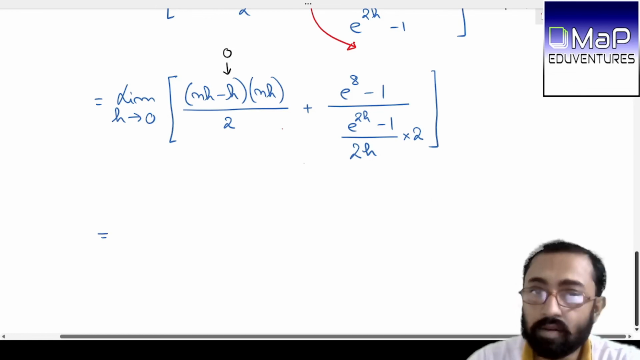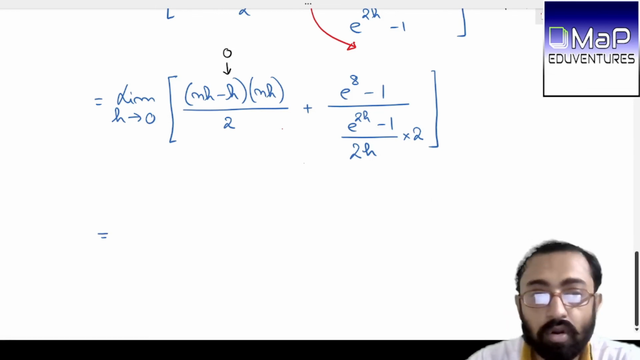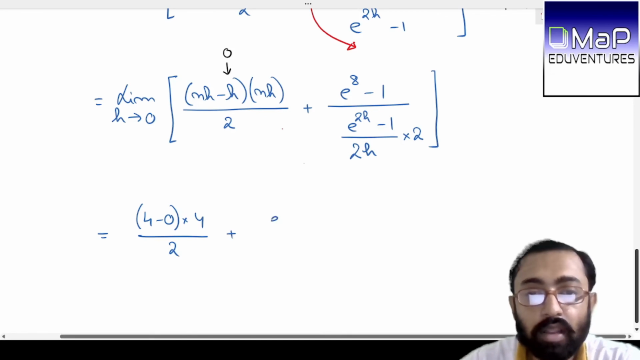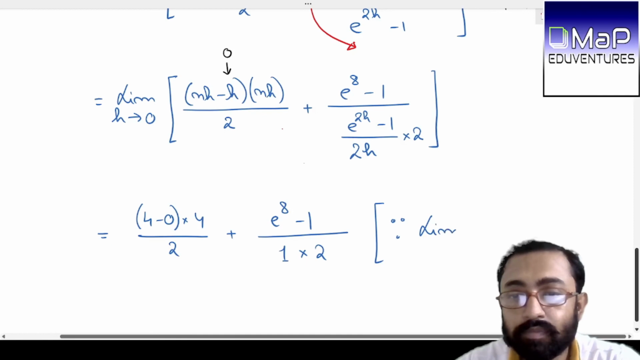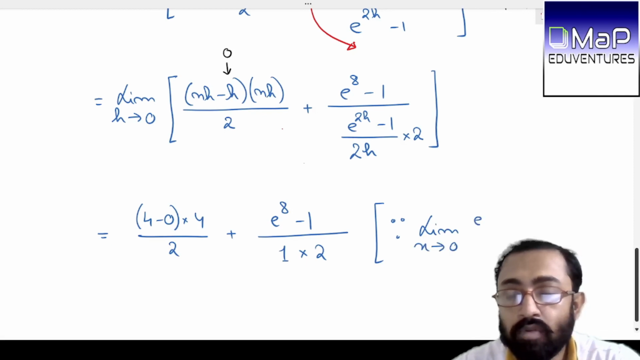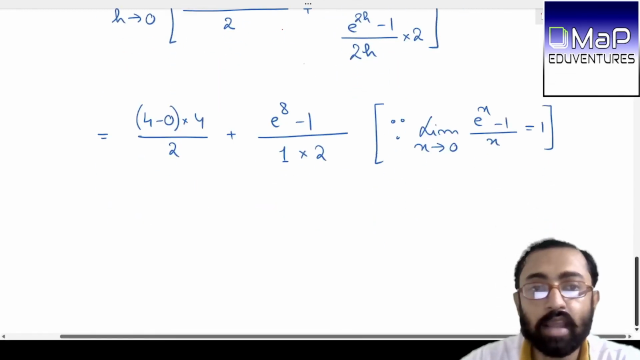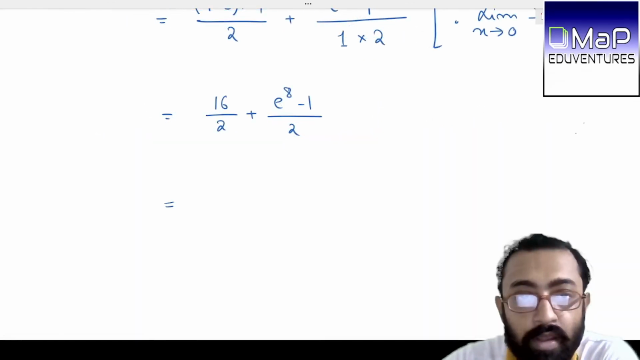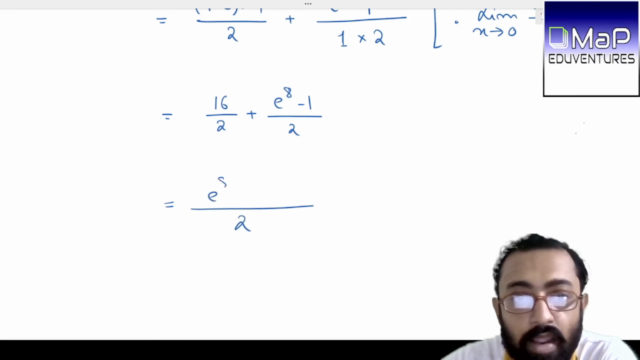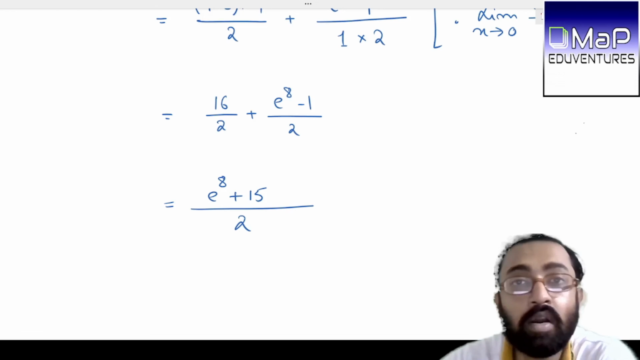Now, let us apply limit and put nh or height 4. Okay, so yaar ami paam 4 minus 0 into 4 by 2 plus e to the power 8 minus 1 divided by 1 into 2. So 1 corpora pala cycle likhiri ami, since limit x tends to 0 of e to the power x minus 1 by x will give us 1. All right, so we are getting 16 by 2 plus e to the power 8 minus 1 by 2. So jodi ami yada lcm loi lao as 2, ami yada pam e to the power 8 plus 15, and that will be our final result.